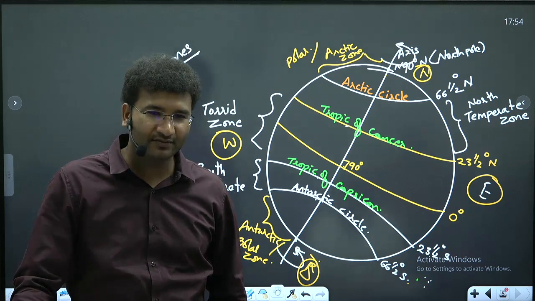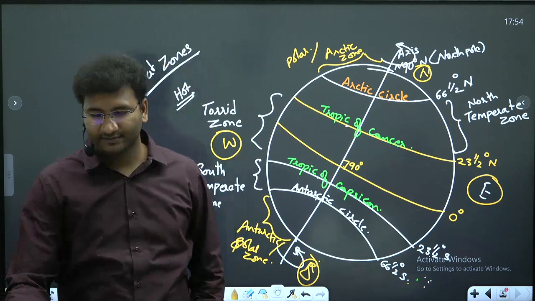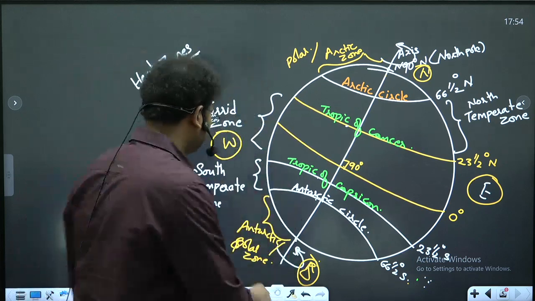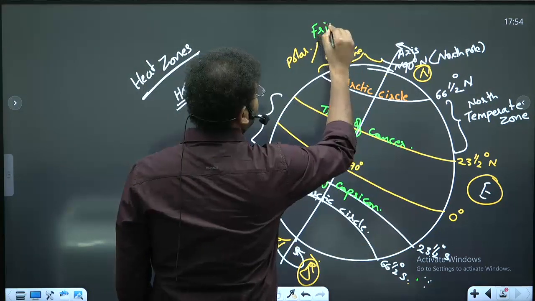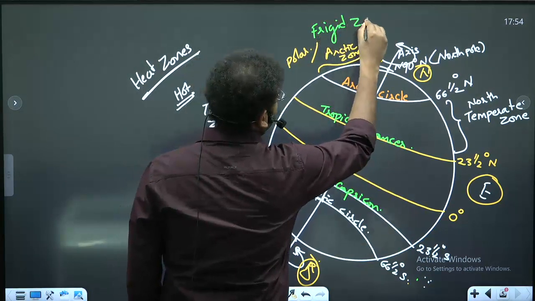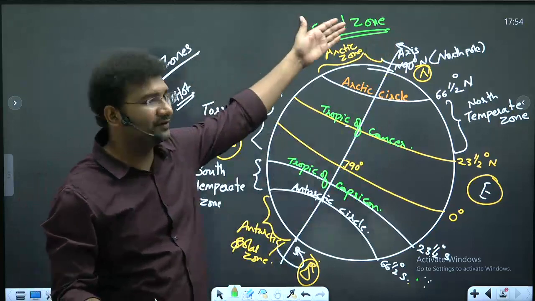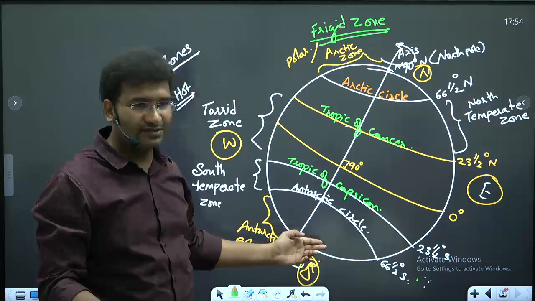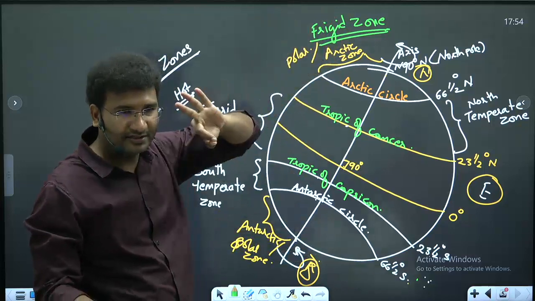66.5 degrees north, this is Arctic Circle. Okay? See, this is also called the frigid zone. This is also frigid zone. Arctic zone, polar zone, or frigid zone. Right? All the three are same.